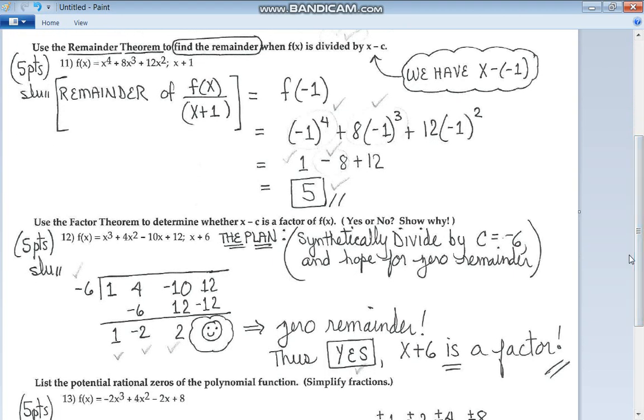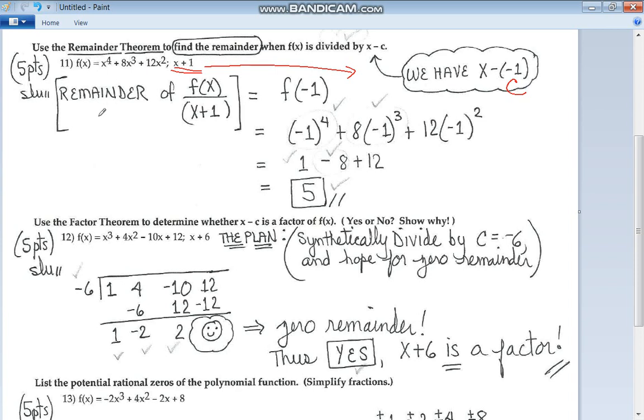Number 11, use the remainder theorem to find the remainder when f of x is divided by x minus c. So we have f of x equals x to the 4th plus 8x cubed plus 12x squared, and then we are dividing by x minus c, which is x plus 1. But x plus 1, we see right here, is the same as x minus negative 1. So the c value is negative 1.